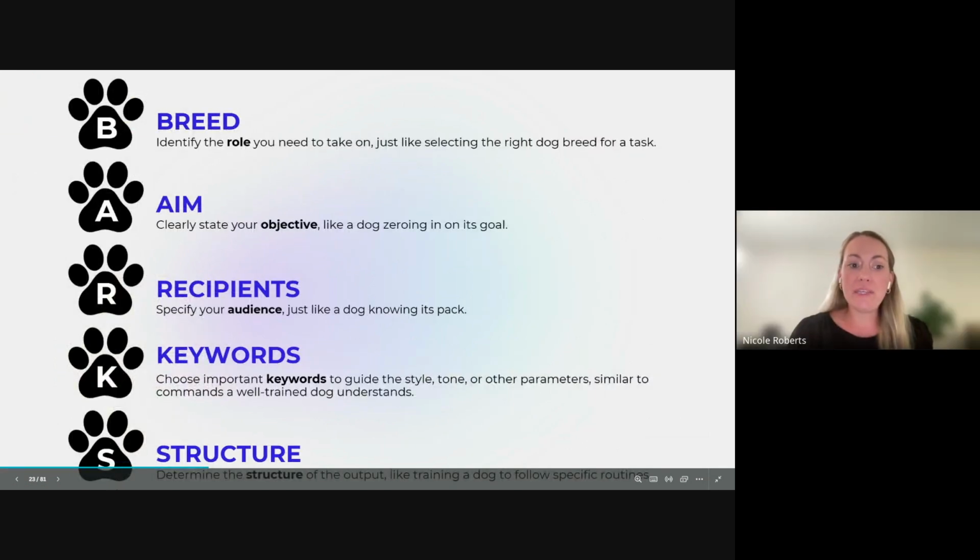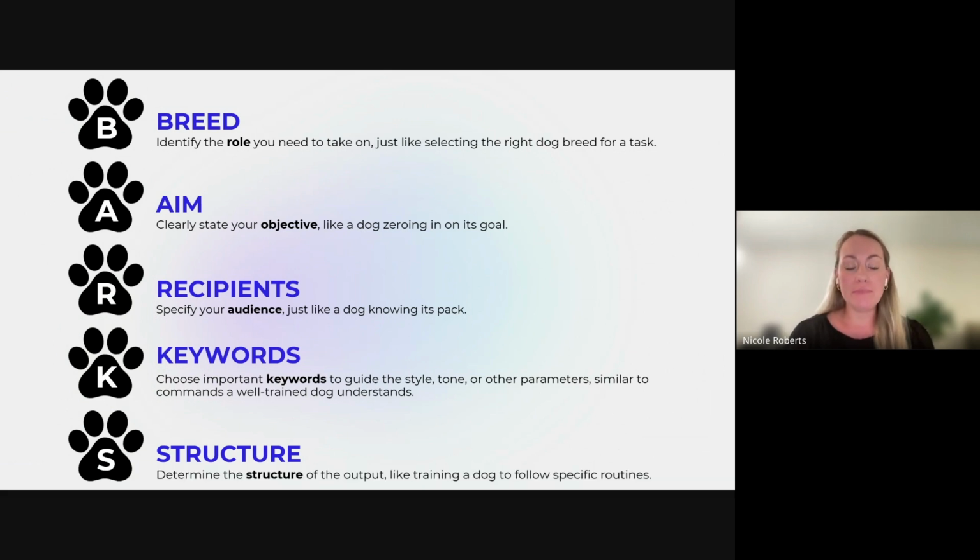All right, so the B in BARK stands for breed. So you're going to identify which role you want your LLM to take on. A stands for aim. You're going to state your objective. R is recipients, or who your audience is for the message. K is keywords, so choosing specific words that will help guide the output. And S stands for structure, so how you want that output to look, if it's a list, a paragraph, or any specific structure.